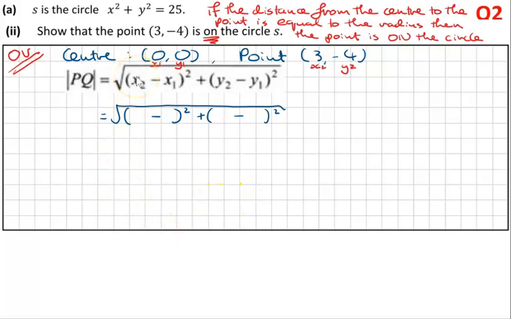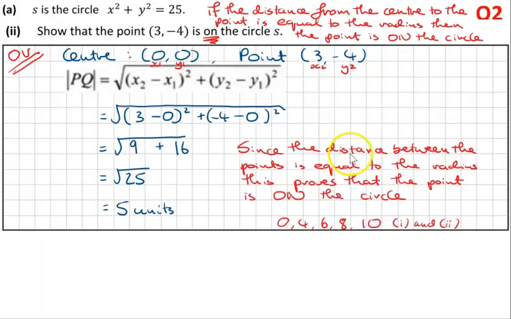So I replace the x2 with 3. I replace the x1 with 0. I replace the y2 with minus 4, and I replace the y1 with 0. You can put this straight into the calculator if you want, or work it out step by step. So bring down the square root, and 3 squared is 9, and minus 4 squared is positive 16. And then the square root of 9 plus 16 is 25. And then we have 5 units. The square root of 25 is 5 units.